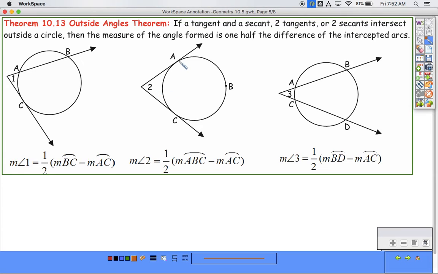Here, angle 2 is half of arc ABC minus arc AC. And then here, angle 3 is half of arc BD minus arc AC. So it's 1/2, then the far arc minus the closer one. In all three of these cases, you do the same thing.